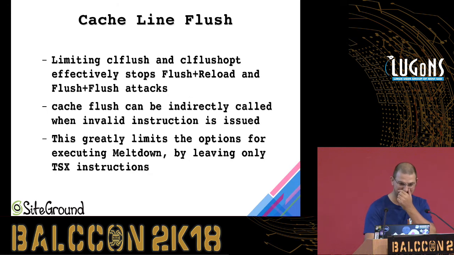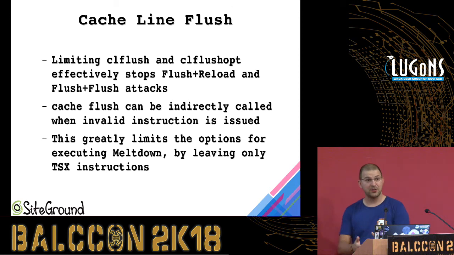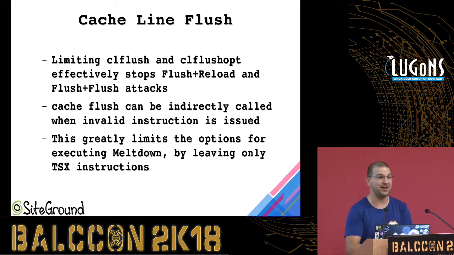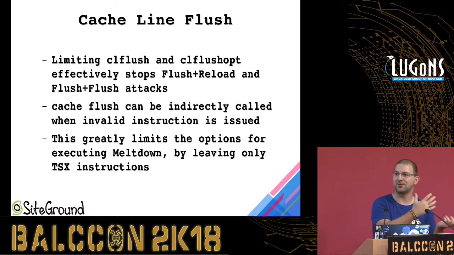Then we decided, okay, we'll go to the CLFLUSH and CLFLUSHOPT, and if we limit them, we will effectively stop both Flush+Reload and Flush+Flush, and essentially we will stop Meltdown. However, since they're user space, I can write an assembly, compile it, put it on your machine, and it will execute my instructions. Simply because they are not privileged instructions, it doesn't require going to the kernel to execute this. It's not like set affinity which required a syscall.